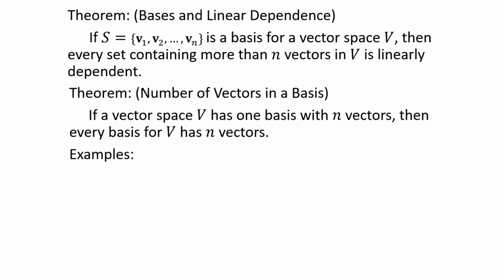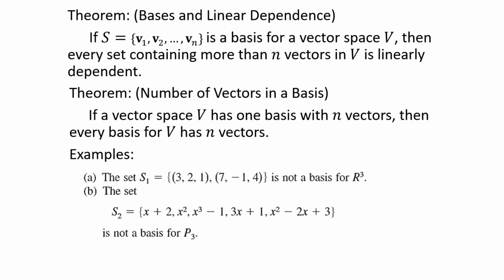So for example, we have here the set S sub 1 containing these vectors, which is not a basis for R3. Why? Note that the standard basis for R3 consists of 3 vectors: the vector 1, 0, 0, vector 0, 1, 0, and 0, 0, 1. However, this S sub 1 contains only 2 vectors. So this S sub 1 cannot be a basis for R3 from this theorem.